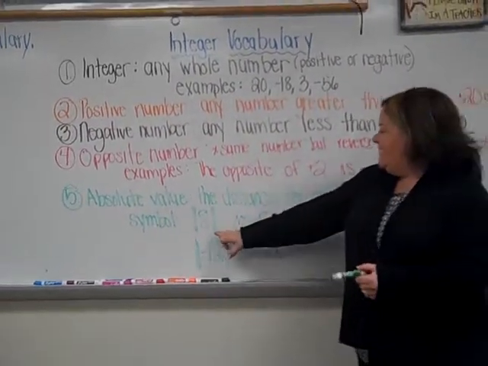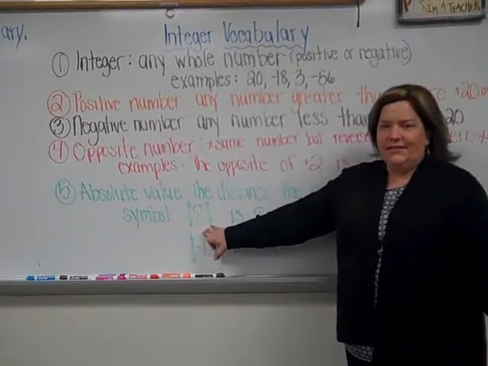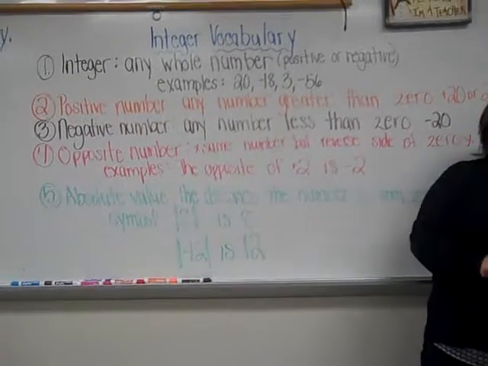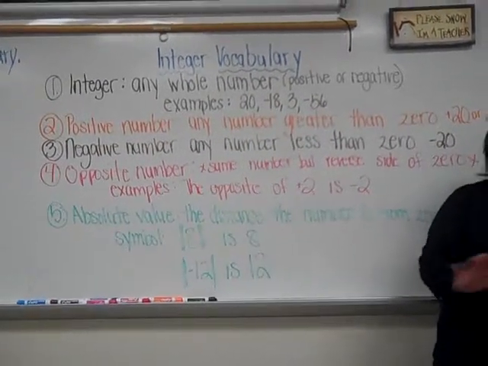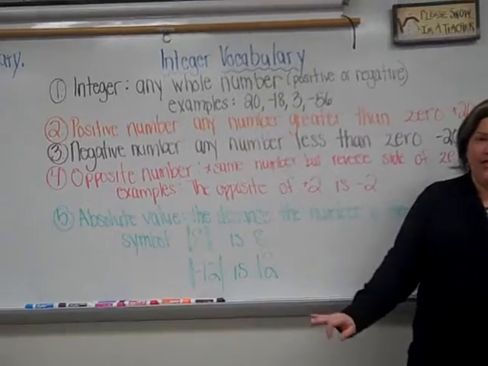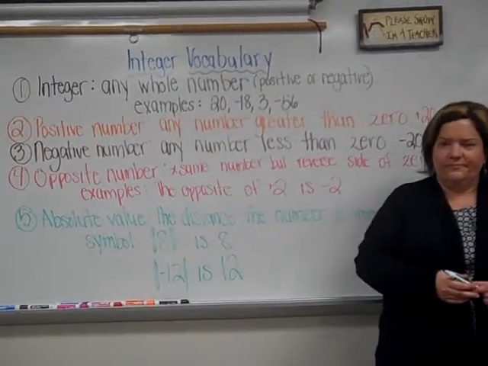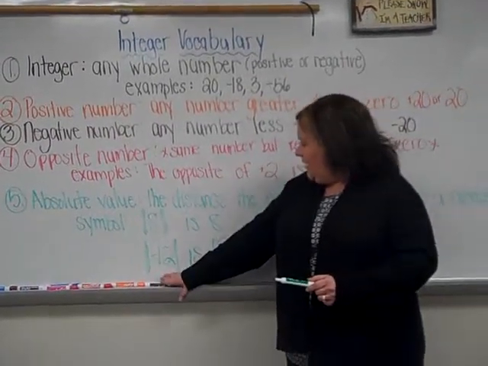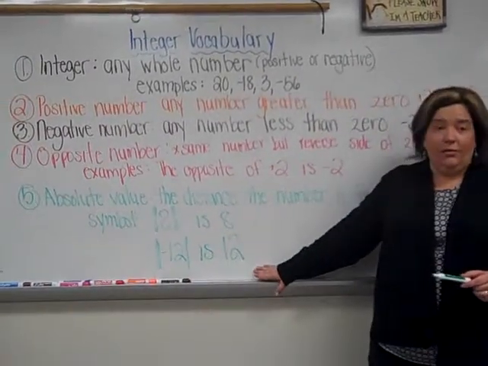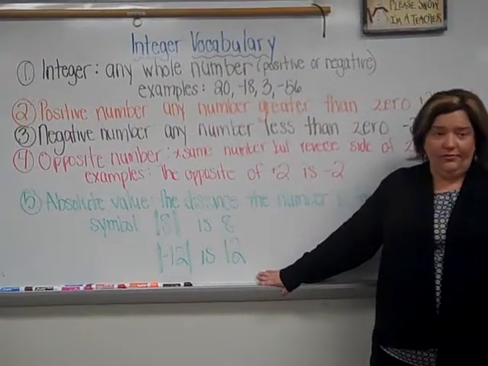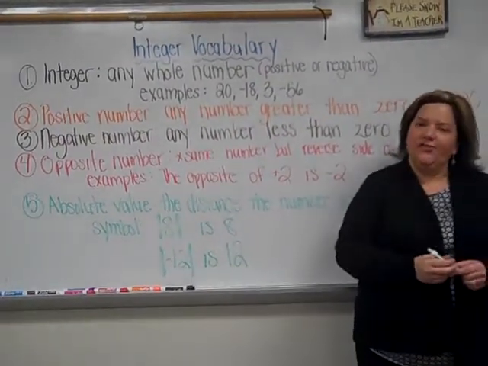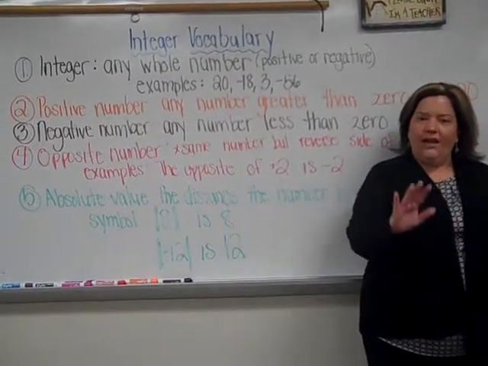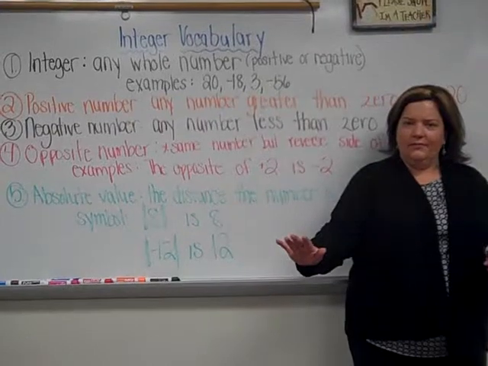So they're asking for the absolute value of 8. That would be 8 because the integer 8 is 8 place values away from 0 on a number line. The absolute value for negative 12 would be 12, just 12, because negative 12 is 12 place values away from 0 on a number line.